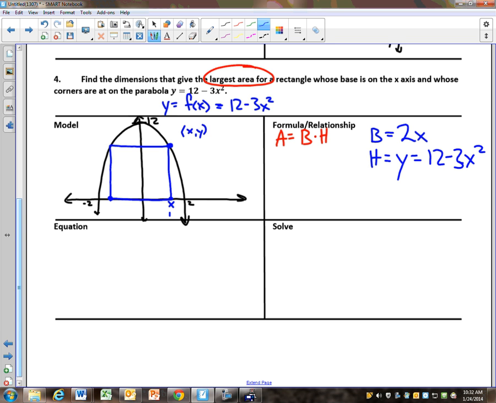So now we can write a function for the area in terms of what variable? X, and it's equal to what? So 24x minus 6x cubed.